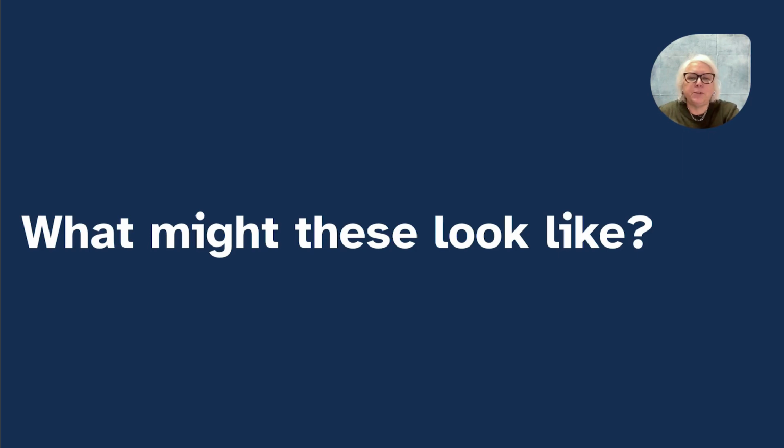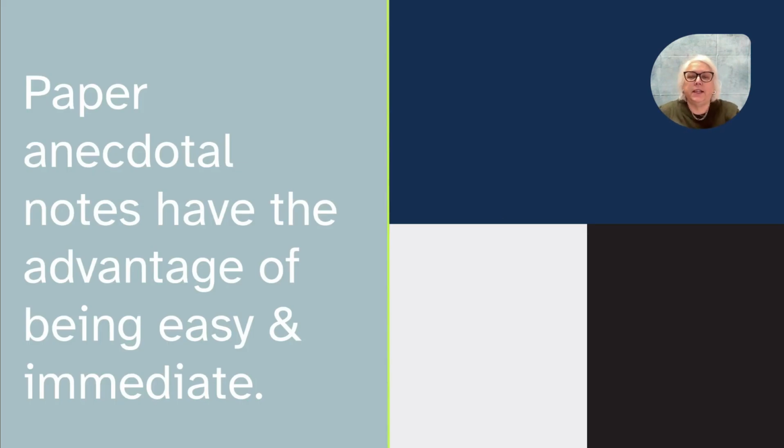So here are some examples of what they might look like, and you can use these, adapt these, or use something entirely different. So paper anecdotal notes have the advantage of being easy and immediate, because if you have an iPad in your classroom and you have a pen, you can make those notes as you walk around if you want to do them digitally. But that might not be available for all teachers. So a clipboard and some paper notes might be the quickest way to take regular anecdotal notes.